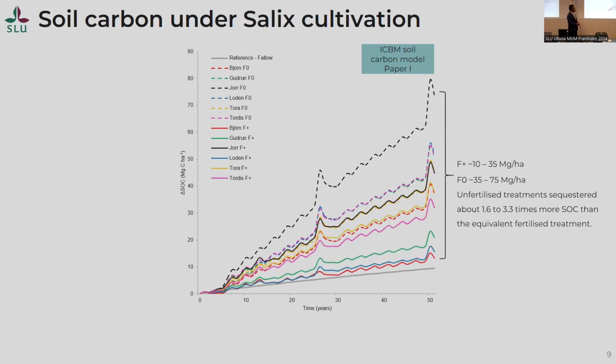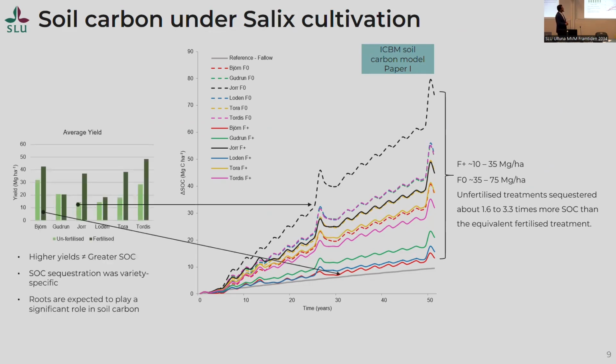And an interesting result that we found out here, which is contrary to some assumed changes, is that the unfertilized varieties were actually able to store more carbon in the soil, about 1.6 to 3 times more than their corresponding or equivalent fertilized treatments. And no relationship between yield and greater increase in soil carbon was seen. For example, the variety Yor, whose unfertilized case had the lowest yield, had the highest increase in soil carbon, which means that it is hard to determine how much soil carbon can increase by looking at just yields. A lot is happening below ground, which we still don't know about. And these roots are particularly difficult to study because we can't see the roots, and that remains an area that needs to be investigated more.